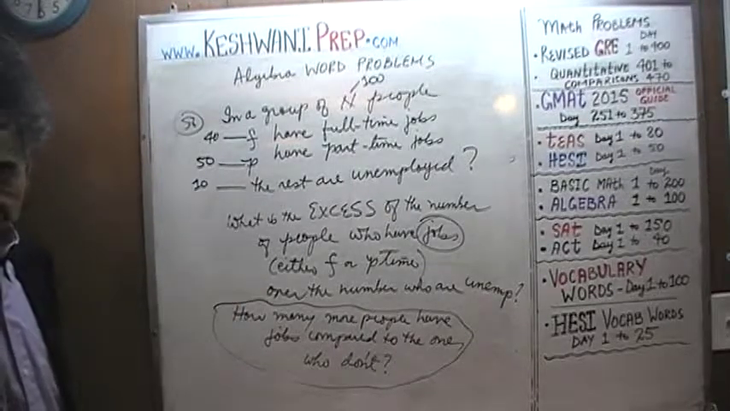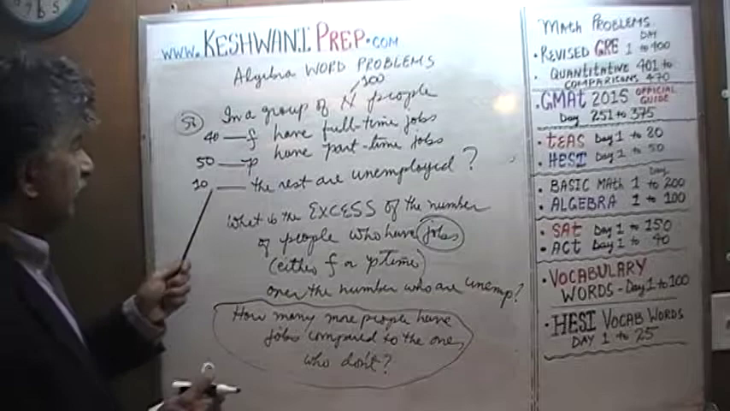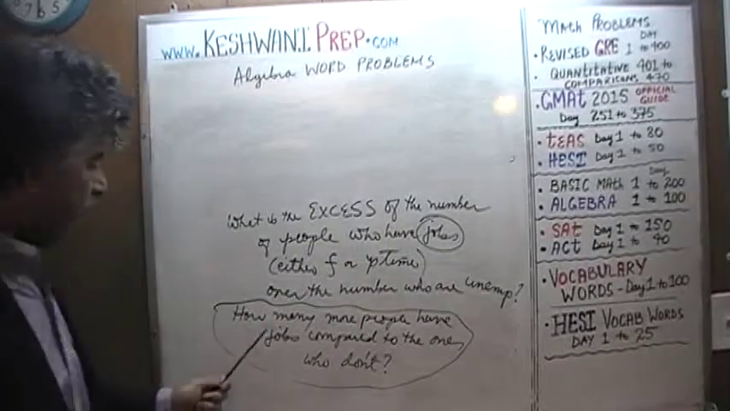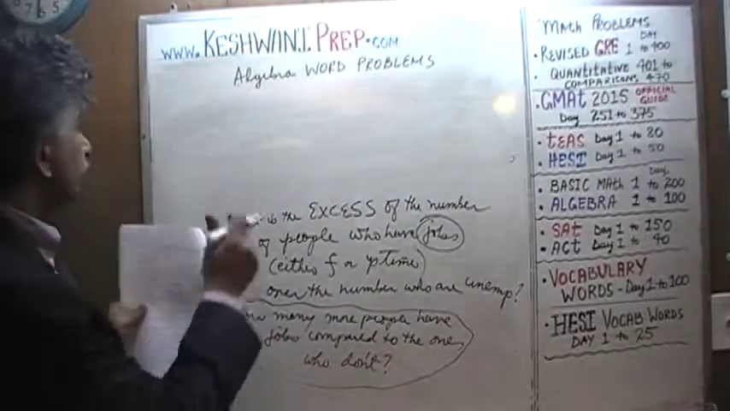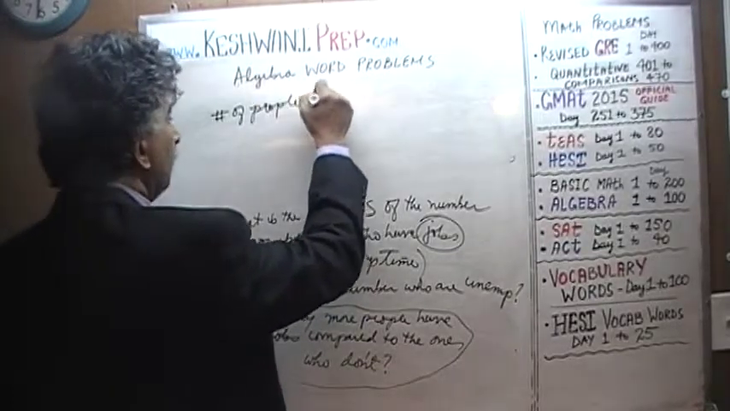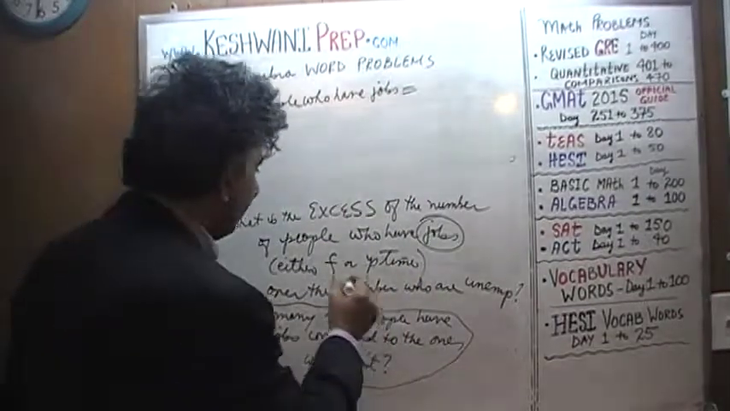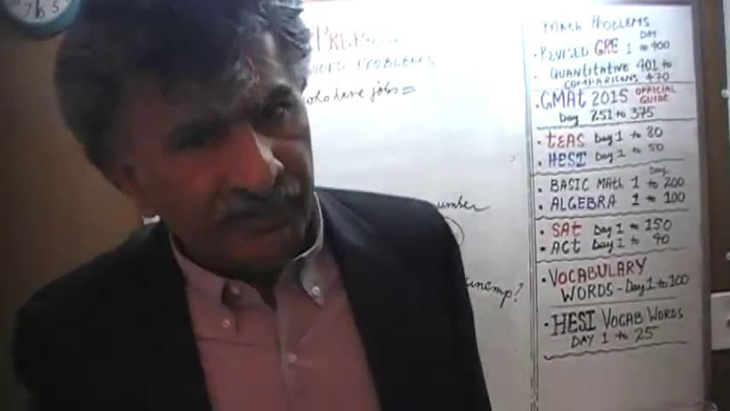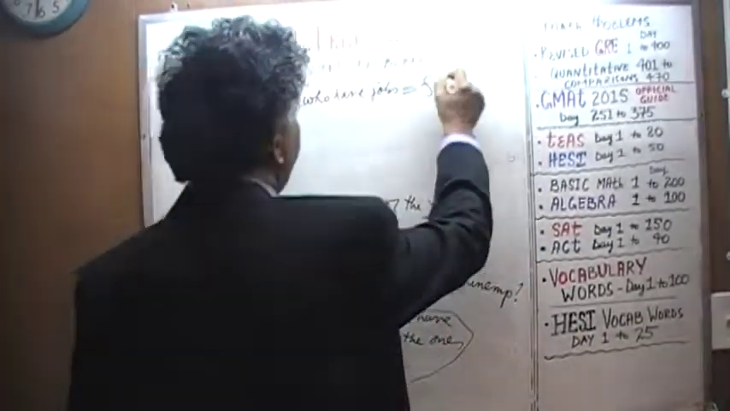Now that you put it this way, it becomes actually very simple. We need the room. Instead of erasing the problems, I'm going to erase this top part. Remember, F, P, and the rest. How many more people have jobs compared to the ones who don't? Let's first find out the number of people who have jobs. And we are not making any distinction between a part-time job and a full-time job. A job is a job, whether you're working part-time or full-time, you're counted as employed. How many people have jobs? Well, F number of people have full-time jobs, and P number of people have part-time jobs. So that was easy.